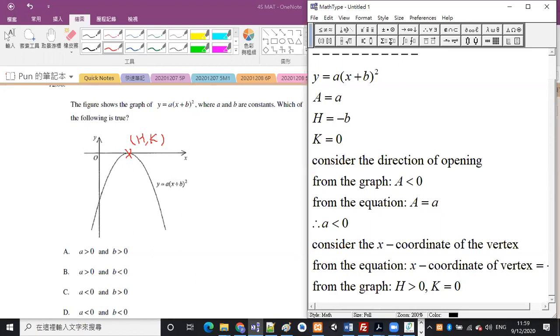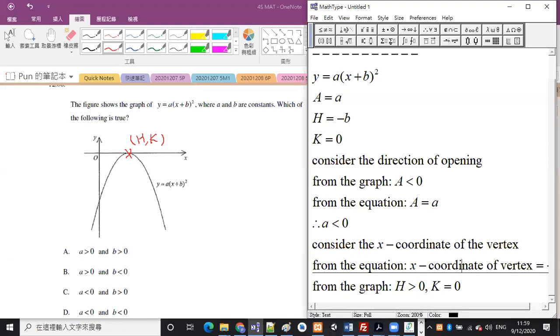Okay, the h is the x coordinate because this point is on the right hand side of the y axis. So we can conclude that the h should be larger than 0. And then because this point, the vertex, is lying on the x-axis, so the y coordinate of the vertex should be exactly equal to 0. So that is k is equal to 0.